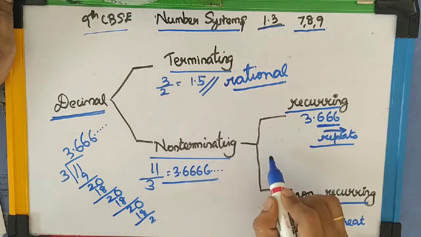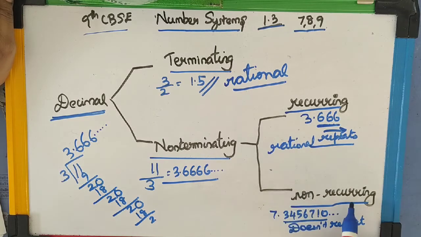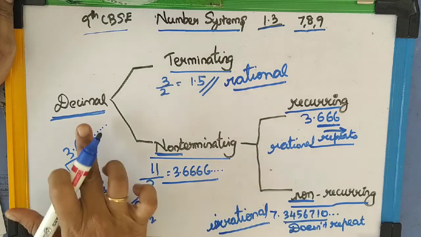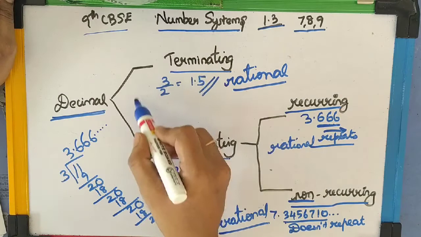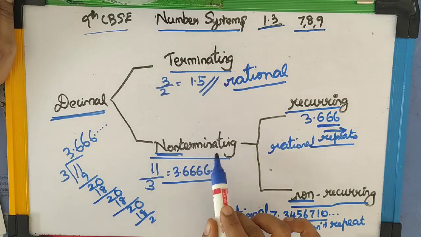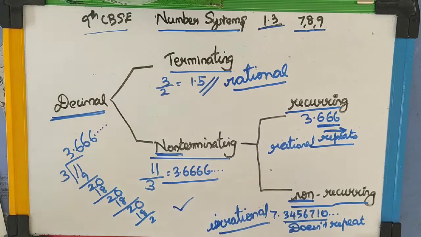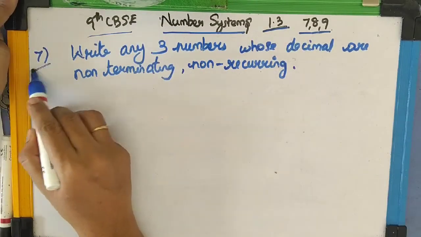Here, recurring non-terminating decimals are rational numbers. Non-recurring non-terminating decimals are irrational numbers. Understood? That is, if the digits after the decimal point repeat itself, it is rational. Terminating decimals are rational, non-terminating recurring are rational. Only the non-terminating and non-recurring are irrational. Clear? Now let's go to the exercise.